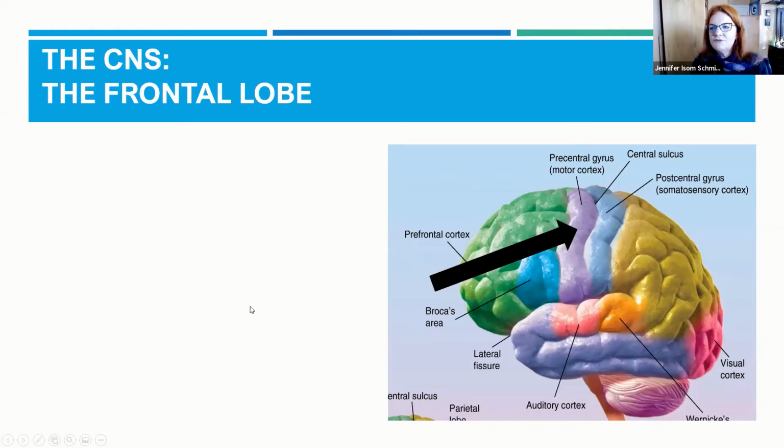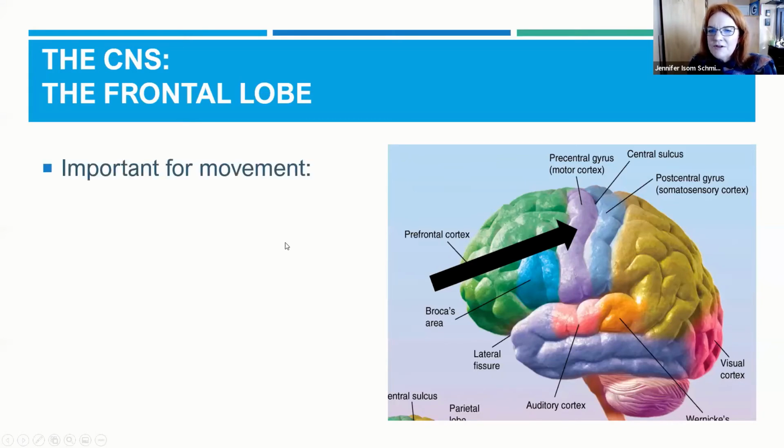Okay, what does the frontal lobe do? The frontal lobe in this picture is this whole area in green, but it also includes everything anterior to the central sulcus. Now, the central sulcus is this sulcus right here that goes from the top of the brain all the way down to the lateral fissure. You can see the lateral fissure is denoted in this drawing. And the frontal lobe also includes this little purple gyrus.